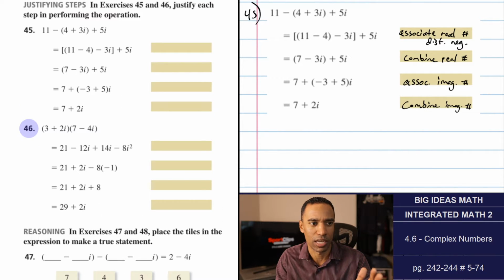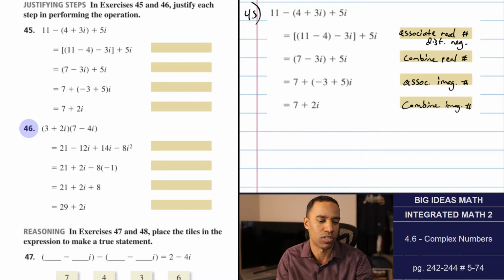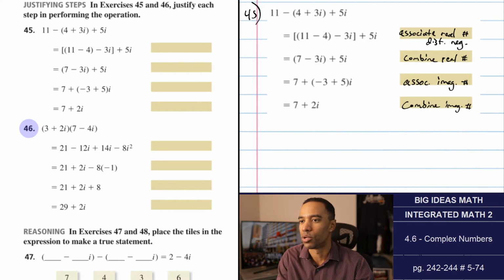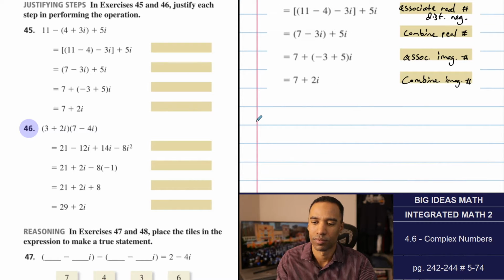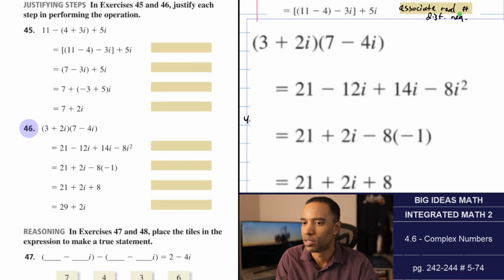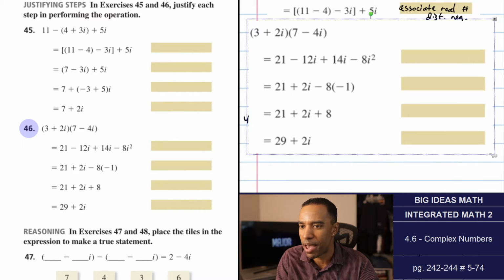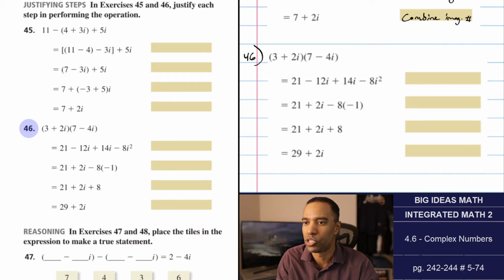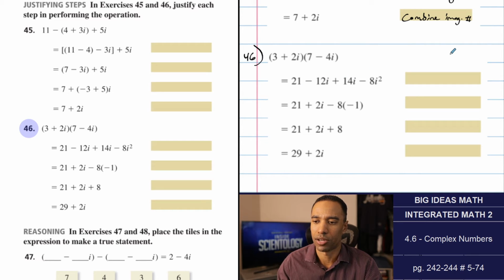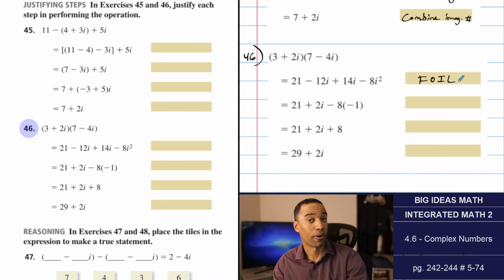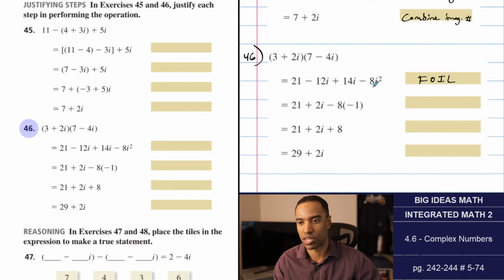46 looks like a different kind of question in and of itself anyway, because this time it's foiling. So I'm probably going to say something along that concept. Number 46, I'm just glad I didn't have to write all that. Let's justify each step. And the step has to do with going from one part to the next. So what they're saying is, what did you have to do to go from here to here? From here to here, we foiled. I'm going to trust all of it's correct. This is not an error analysis question. Let's hope the book doesn't have a typo.